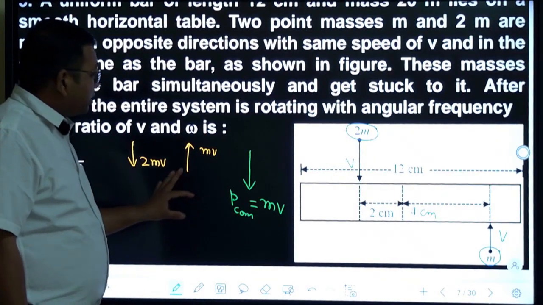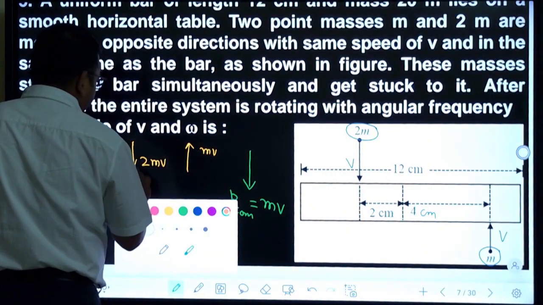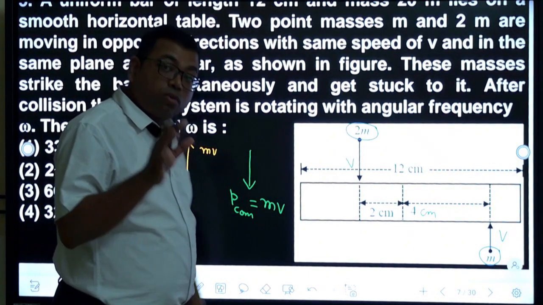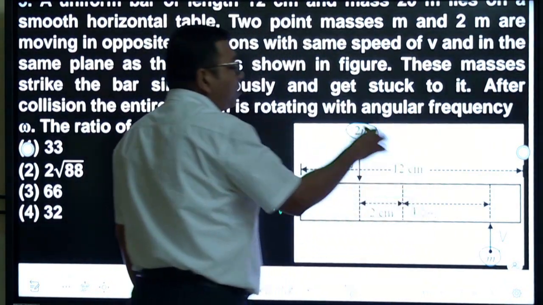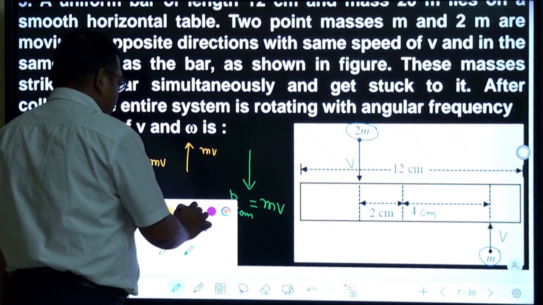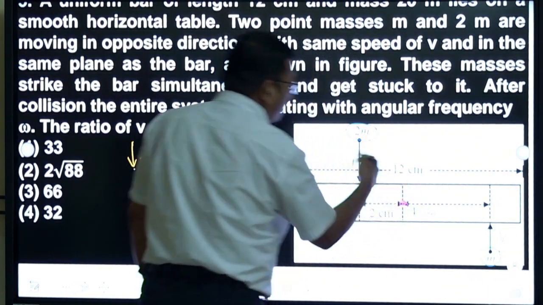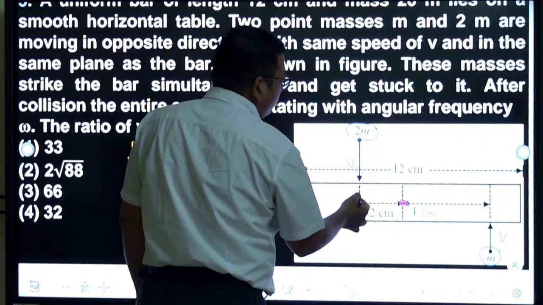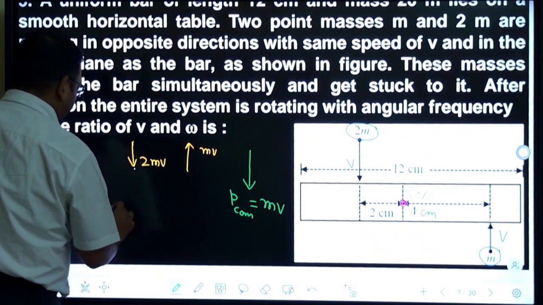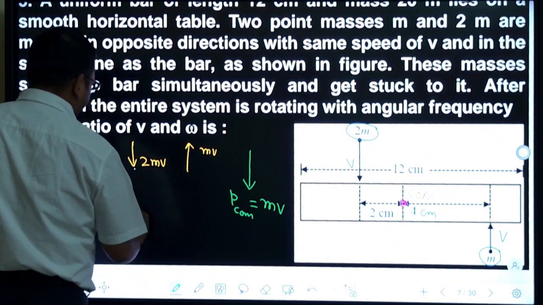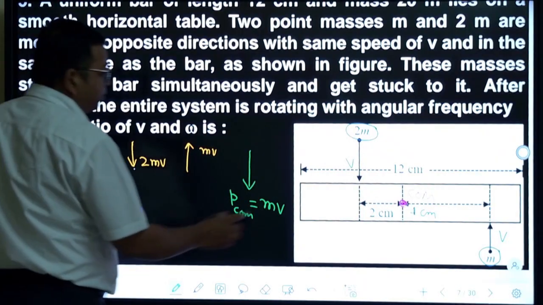At the same time, there will be angular momentum conservation. Let us think about angular momentum conservation. So what is the angular momentum before? Angular momentum, you have to apply about the center of mass. So this is the center of mass. About this center of mass you are applying, right? About this you apply. So this is mv into r. How much is it? So 2m into v into distance, which is 2, right? This is going like this way. And what about this side?